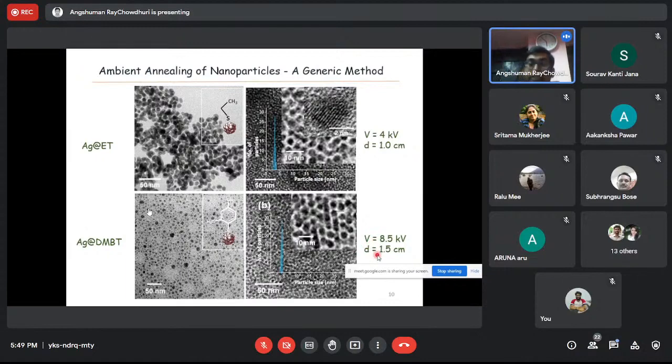So I wanted to say that for different particles the optimized condition is different, but it is possible to get monodispersed particles. That's why we can say this is a generic method. Electrospray can be used for the transformation of polydispersed particles to monodispersed ones. We have filed a patent, and recently it is granted.